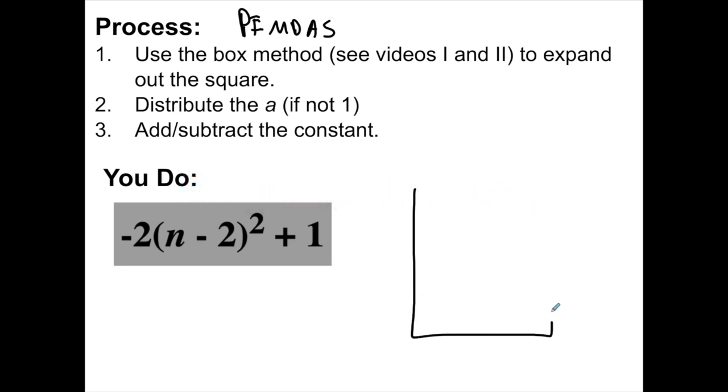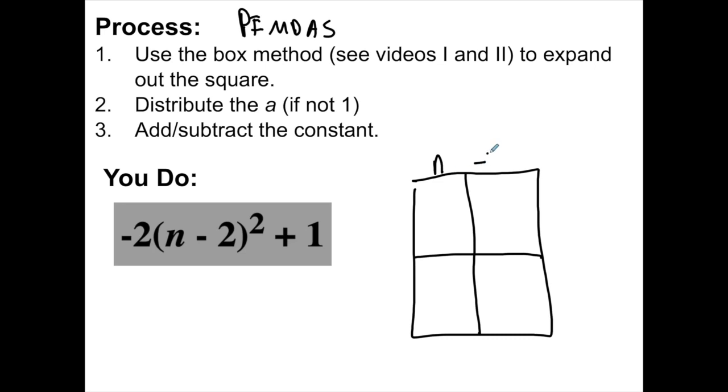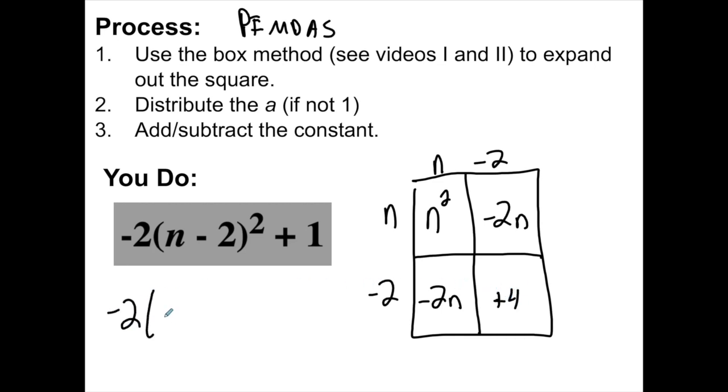All right. So here we go. Set up my box, and I'm going to do n minus 2 and n minus 2, because first I'm doing the square. So this is n squared minus 2n minus 2n plus 4. Then remember you need to drop in the negative 2, n squared. Now this is going to be minus 4n plus 4.